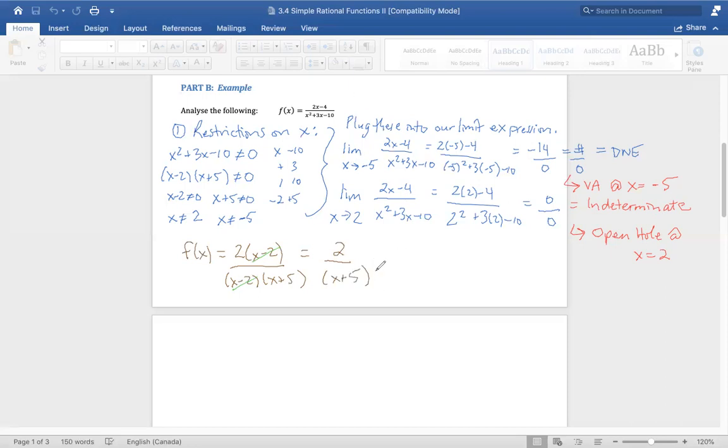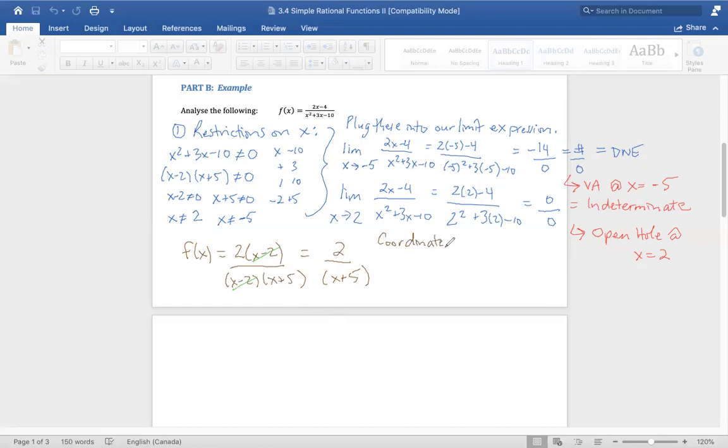But keep in mind that you're going to have the same restrictions. My restrictions are still on the original denominator, right? Or else I would get rid of all this work I just did, right? So I have a restriction at x equals 2. I have an open hole, and I have a restriction at x equals negative 5. I have a vertical asymptote, right? So let's figure out the coordinates of the open hole.